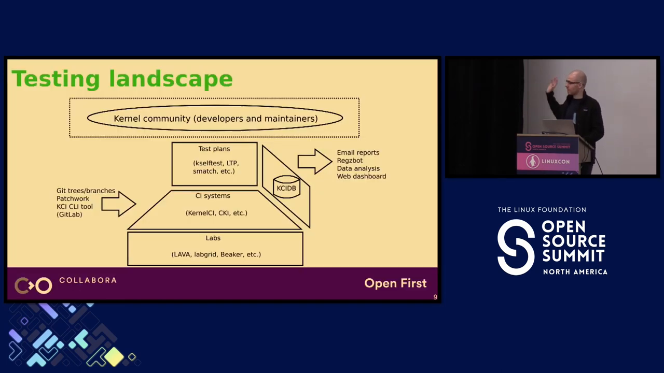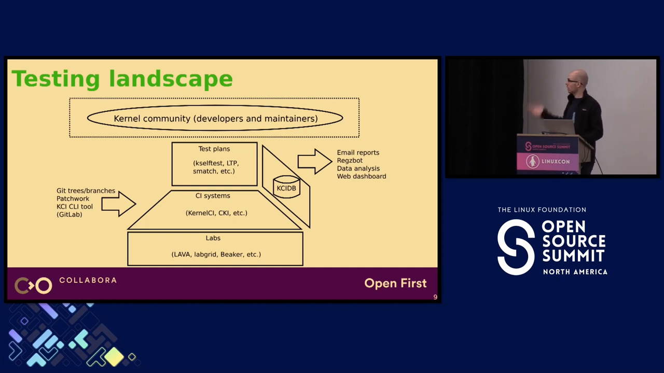Don't worry, we'll dissect this whole diagram in a second. It's also important to note that the testing landscape for the Linux kernel is not just a two-dimensional input to output diagram. It has to be approached in a multi-dimensional way, with different efforts tackling the issues from different directions.